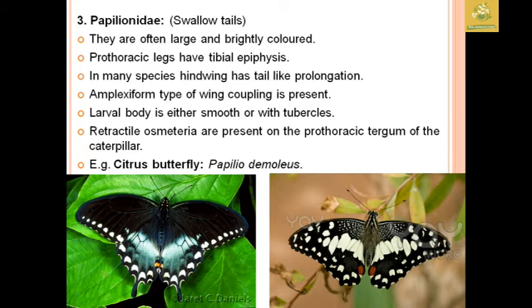So the example is the citrus butterfly, and the scientific name is Papilio demoleus. And they are often large and bright colored, and the prothoracic legs have a tibial epiphysis, and the ampliform type of wing coupling is present in them, and the larval body is either smooth or wide with tubercles present on them.